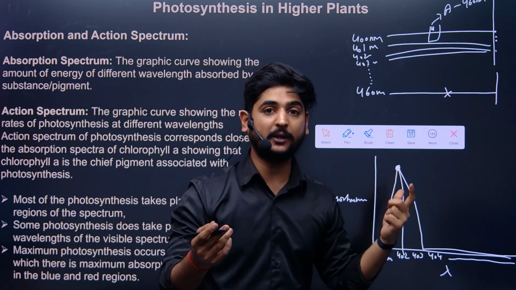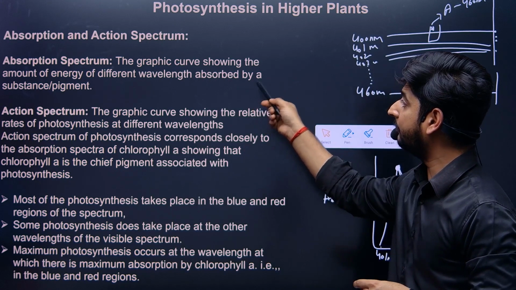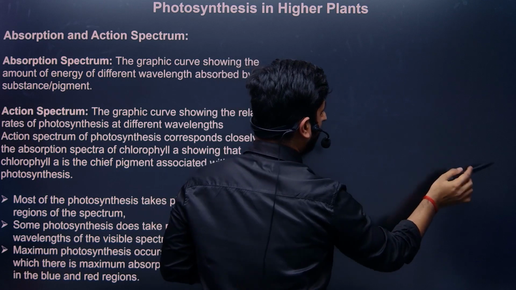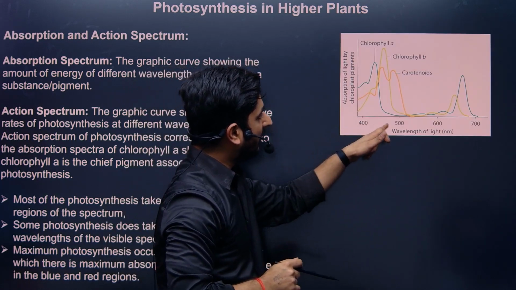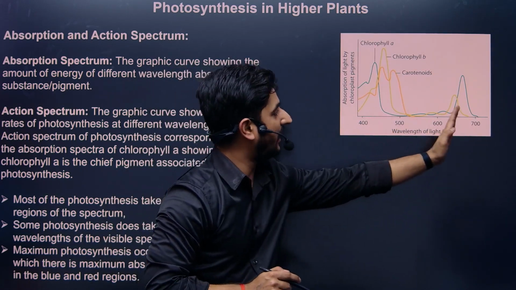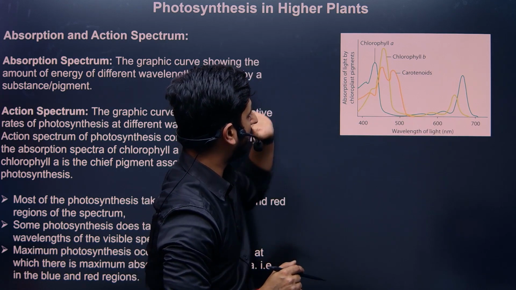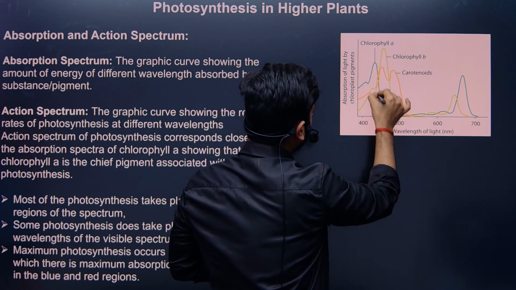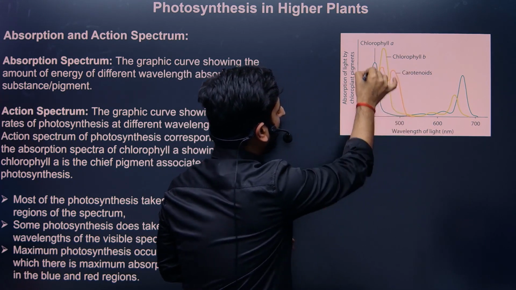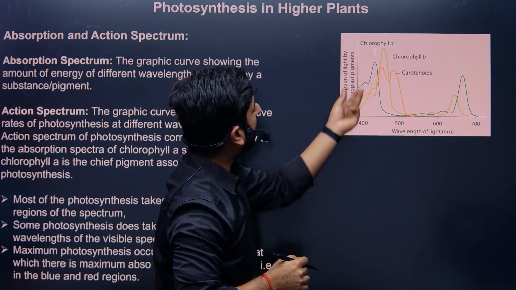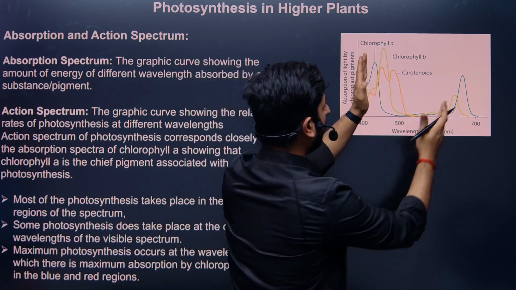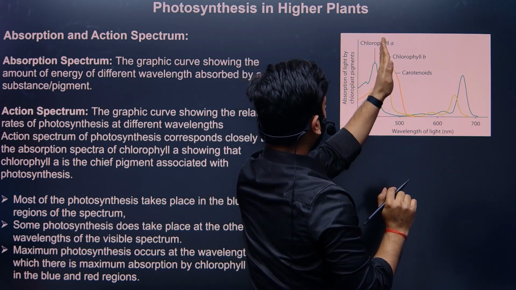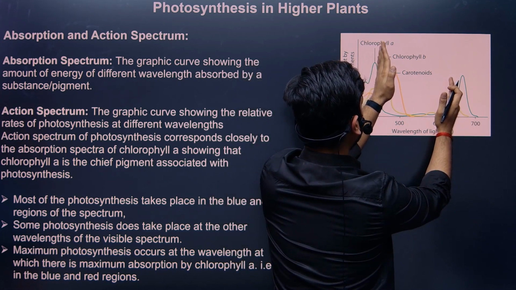So what is an absorption spectrum? It is a graphic curve showing the amount of energy absorbed at a particular wavelength. So let's try to understand. This is 400 to 700 nanometer wavelength. Here we have given wavelength, here we have given absorption. If I look at the green line, chlorophyll A here is having its absorption somewhere around here. Okay, so if I am talking about 453 nanometer, chlorophyll A will have maximum absorption here, and here somewhere around 662. Chlorophyll B at 453 and 642.